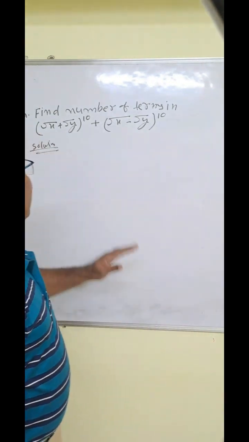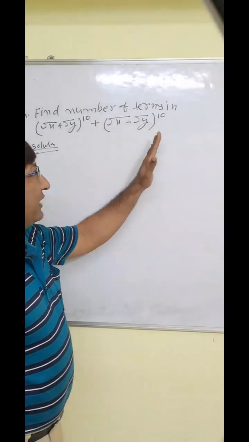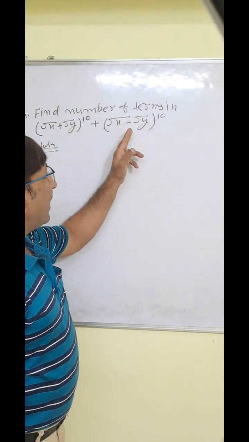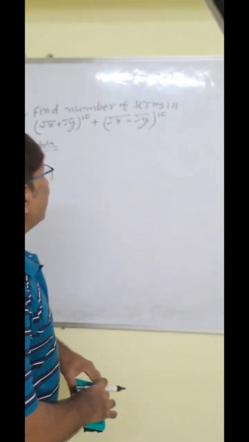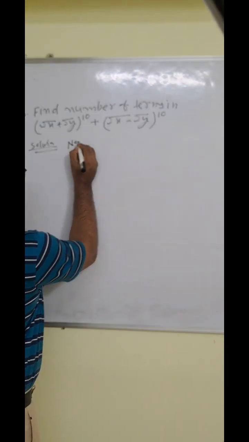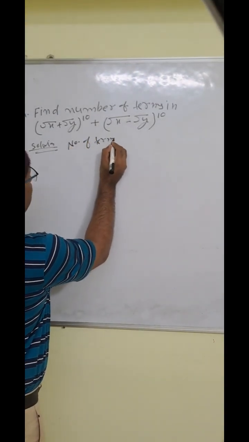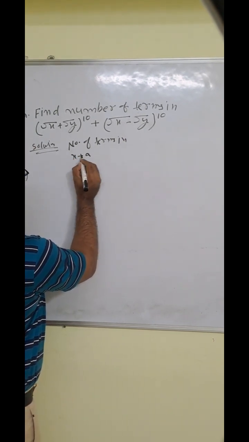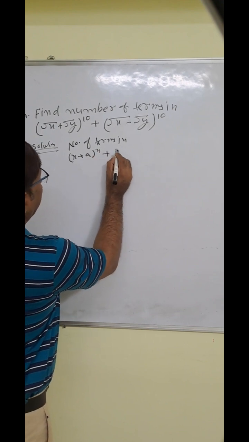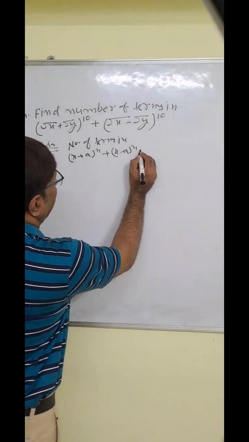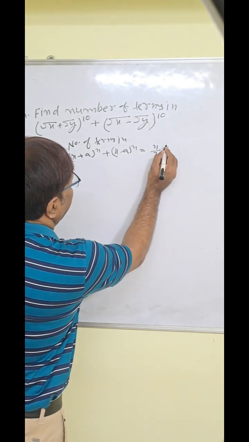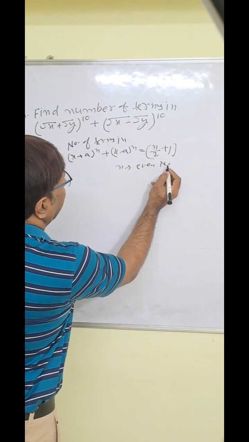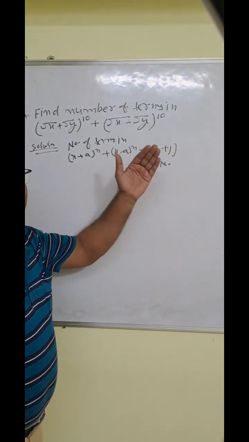Let us see the question. Find number of terms in (root x + root y)^10 + (root x - root y)^10. For this type of question, simple trick is what? Number of terms in (x + a)^n + (x - a)^n equal to n/2 + 1, where n is even number. So here n is given 10, that is even number.